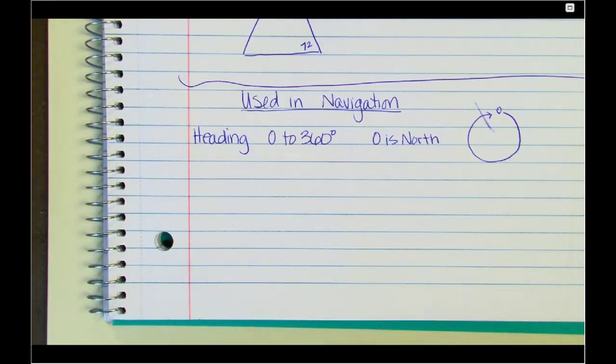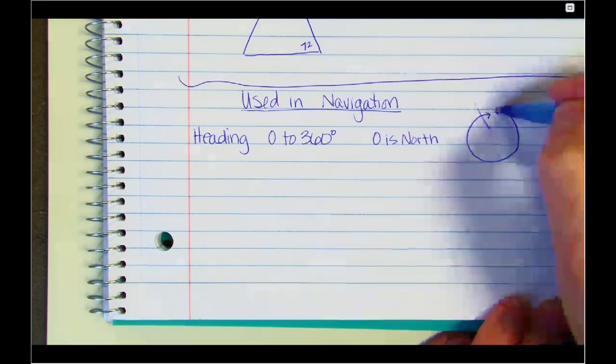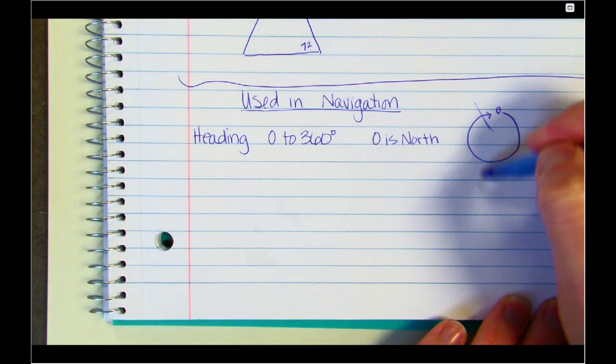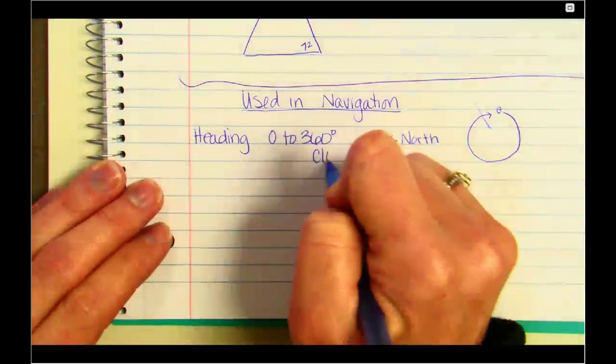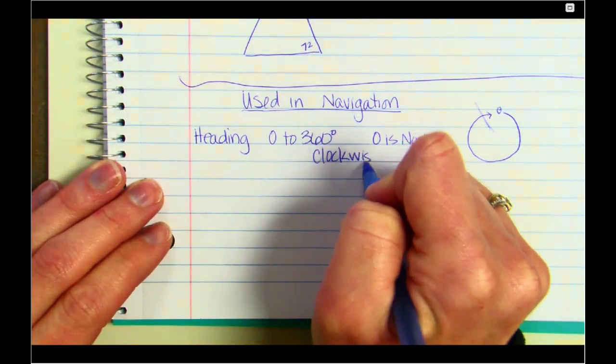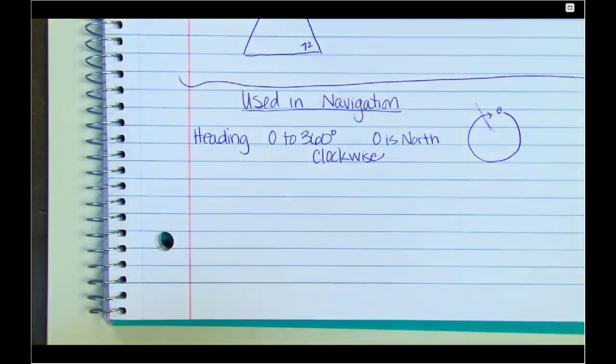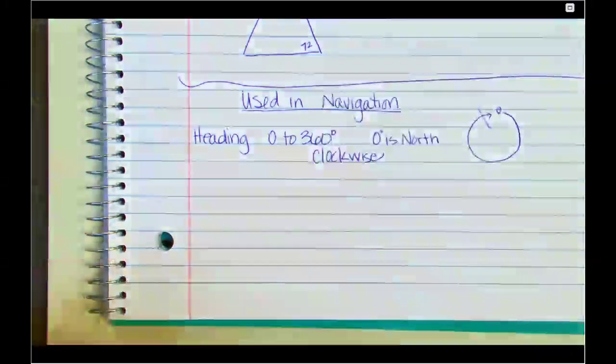310 degrees. Okay, but it starts at 0. Okay, starts at 0 and goes clockwise. So it's different than the math system. Okay? That one's pretty easy to understand because we've been doing 360 degrees.